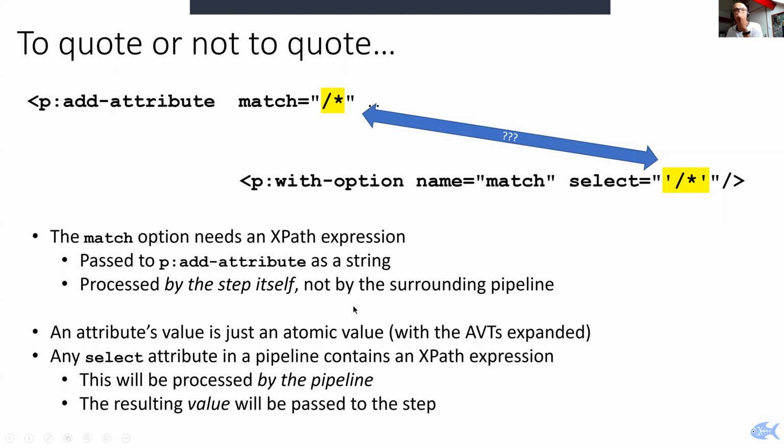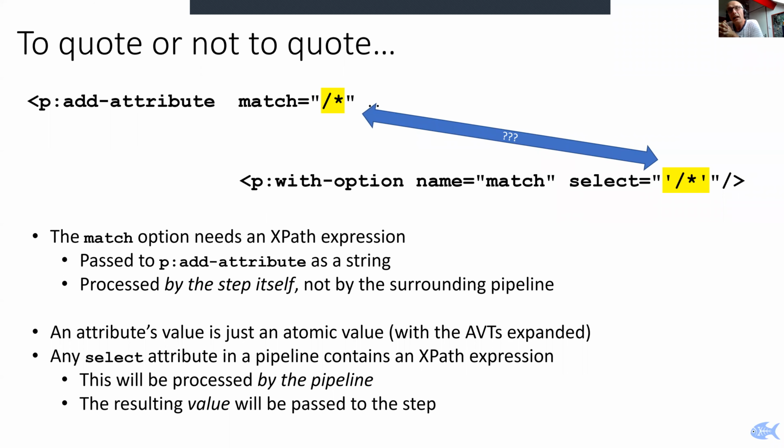This means that the selection pattern is handled by the step itself, and it should not be handled by the surrounding pipeline. An attribute value is just an atomic value with attribute value templates expanded, but a select attribute is an XPath expression which will be executed by the XProc pipeline, and the value of this expression will be passed to the step.